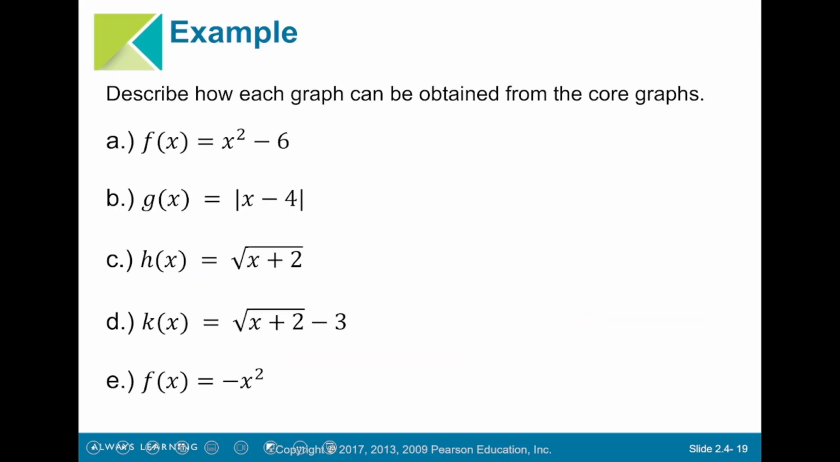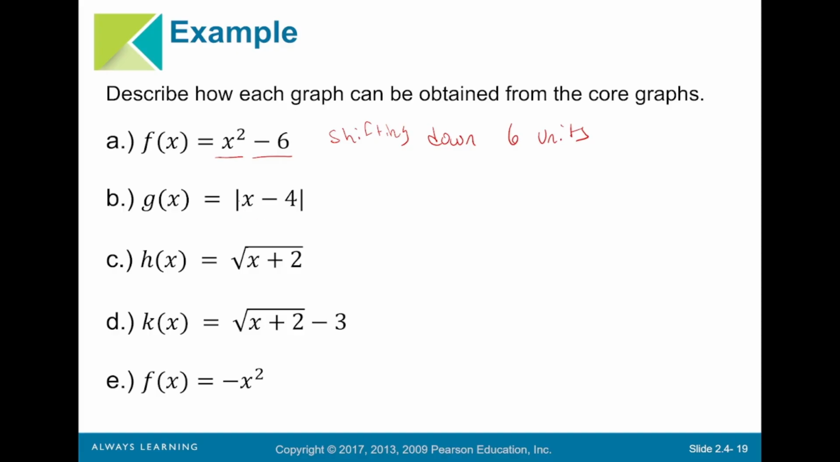So now let's describe what's happening to each of these graphs. For part A, we have f of x equals x squared minus 6. So clearly x squared is our core graph, and we're subtracting 6 from it. And that means that we are going to be shifting down 6 units because we subtracted 6.